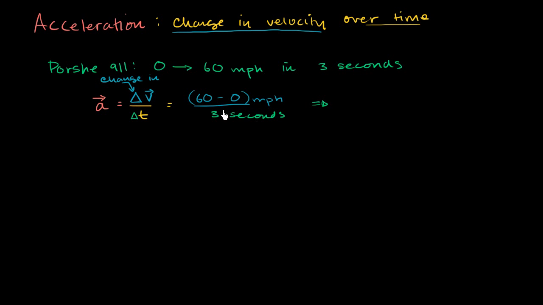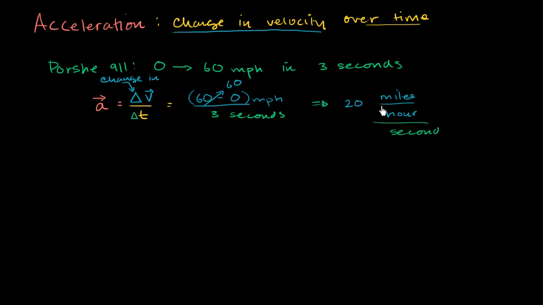Let me write this down. This top part is 60. 60 divided by 3 is 20. So we get 20. But then the units are a little bit strange. We have miles per hour, instead of writing mph, that's the same thing as mph. And then in the denominator we have seconds, which is a little bit strange. As you'll see, the units for acceleration do seem a little bit strange, but if we think it through, it actually might make a little bit of sense. So miles per hour, and then we could either put seconds like this, or we could write per second.